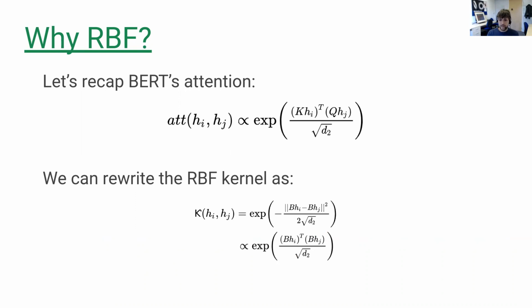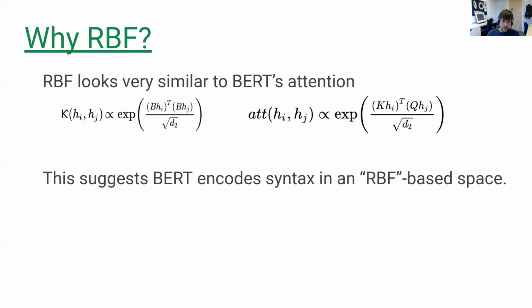The RBF kernel is represented by this top-bottom function there. But we can expand this square distance, and we find this second equation here, which is, again, a dot product between linear transformations. And if we look at both of these equations side by side, we find that they are remarkably similar. And what this suggests, together with our previous results, is that BERT likely encodes syntax in an RBF-based space.